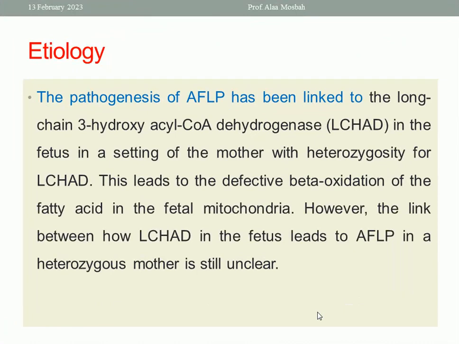So, the pathogenesis of acute fatty liver of pregnancy has been linked to an enzyme deficiency. What is this enzyme deficiency? An enzyme related to fatty acid metabolism, which is called long-chain 3-hydroxyacyl coenzyme A dehydrogenase. There is deficiency in this enzyme. Okay?